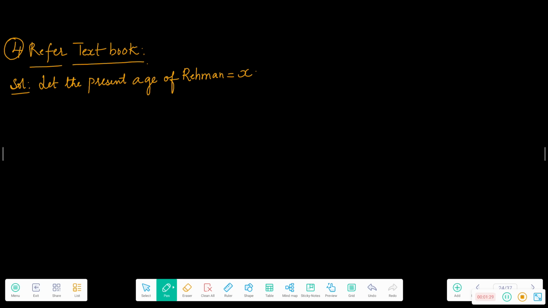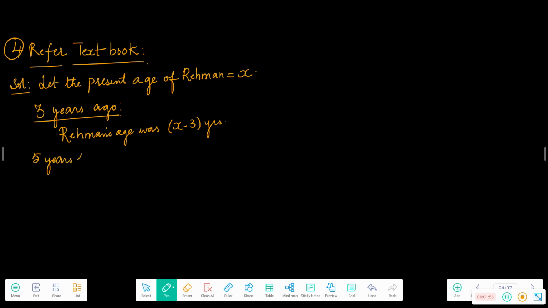What is given? 3 years ago, Rahman's age was x minus 3 years. 5 years from now, from the present age, what is Rahman's age? Rahman's age is x plus 5 years.